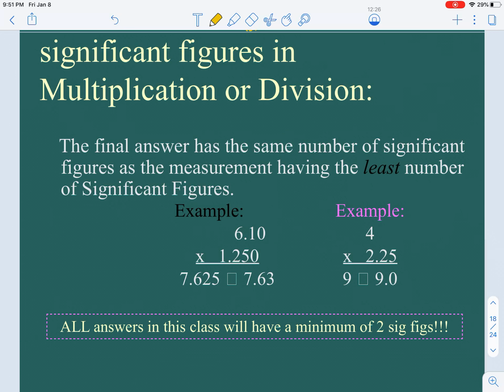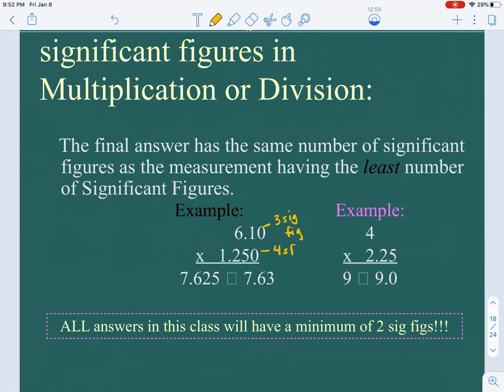And so the rule in this situation is that you take the values that you used in your calculation. You look to see how many significant figures are in each of the numbers that you used, and you're going to take the least number of significant figures. Again, this is what is limiting the precision of my calculated answer. So if I have 6.10, this has 3 significant figures. If I have 1.250, this has 4 significant figures. So when I put that in my calculator, it's going to spit out 7.625. So that is my calculated answer.